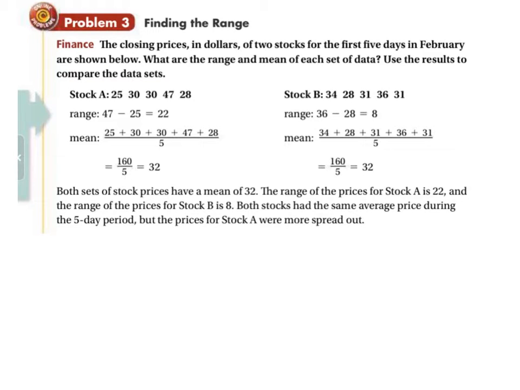So again, the mean is just that average, right? Add up the 5, divide by 5, and you get 32. That's in stock A. The range is 22. That means again it spans from the smallest to the biggest by a total of 22.